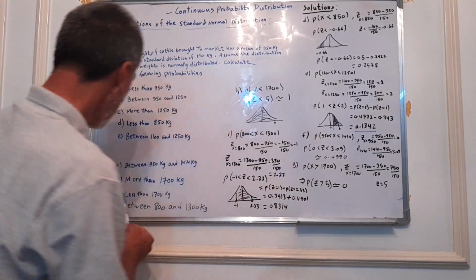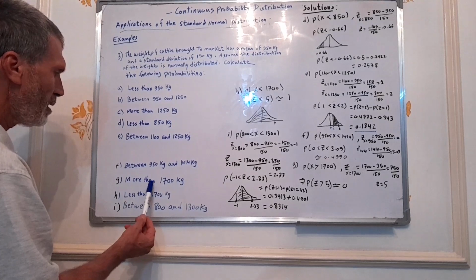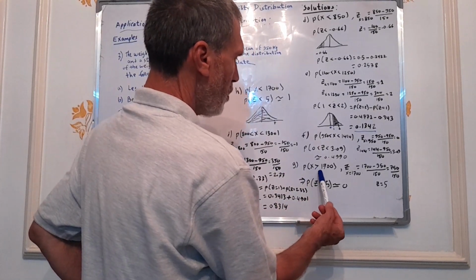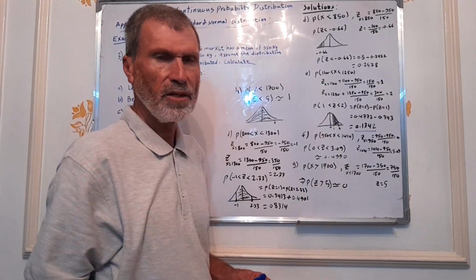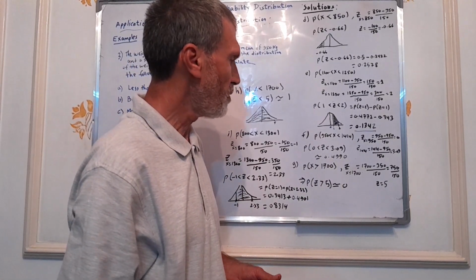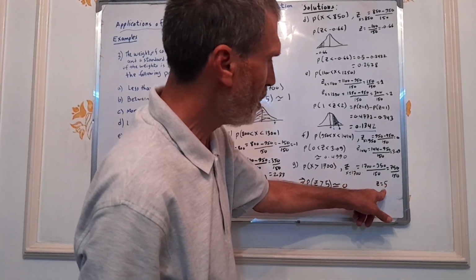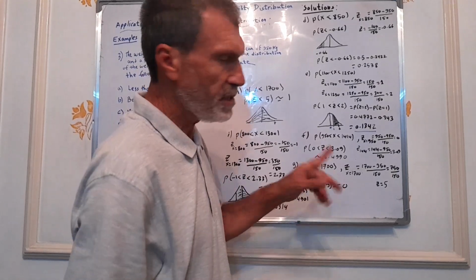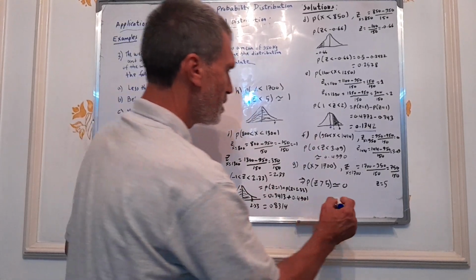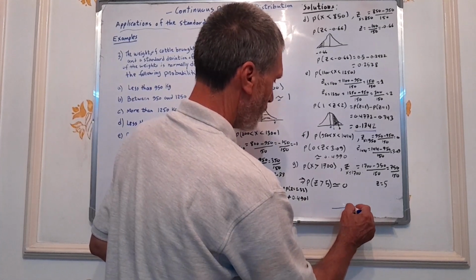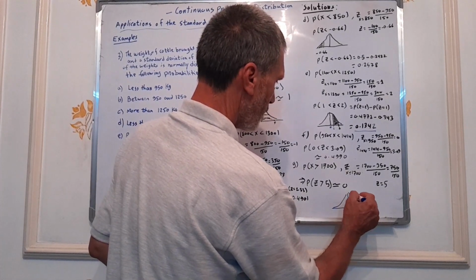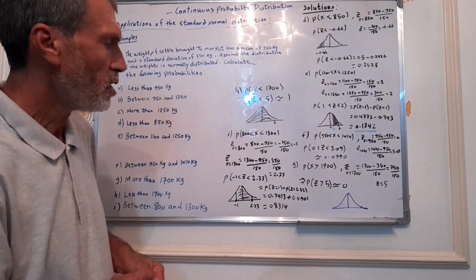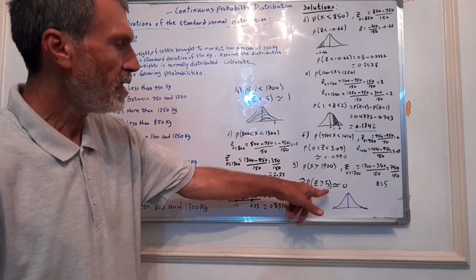Now we move to G, more than 1700. So G, probability of X more than 1700, we first find the Z of 1700. We come up with Z equal 5, and probability of Z greater than 5 is 0. Why? Because for Z greater than 5, the area for it is 0. So probability of Z greater than 5 is equal to 0.